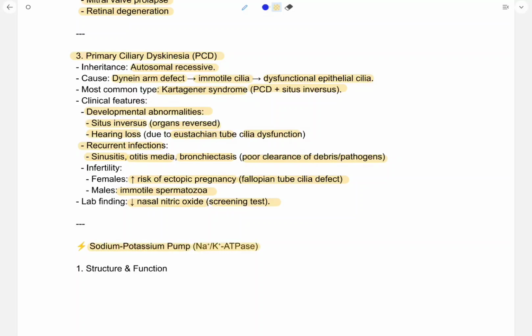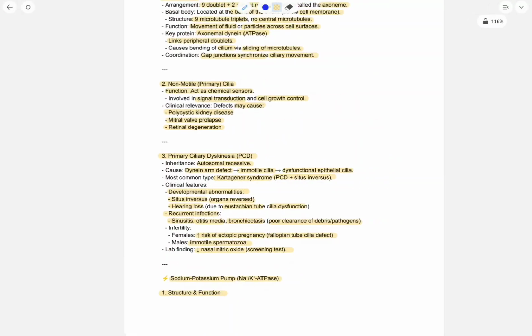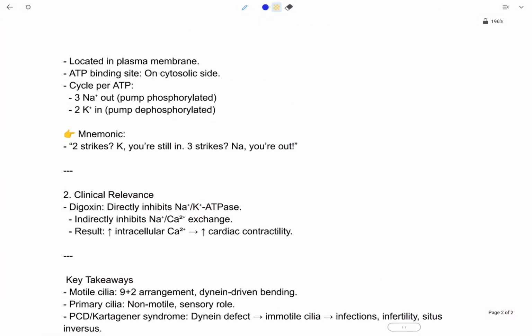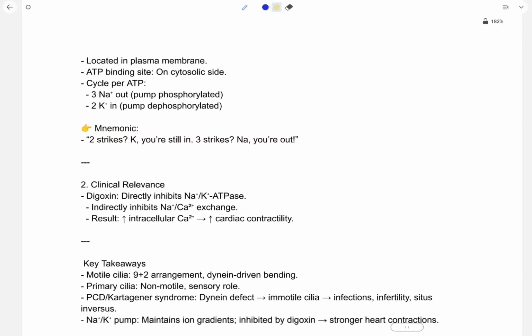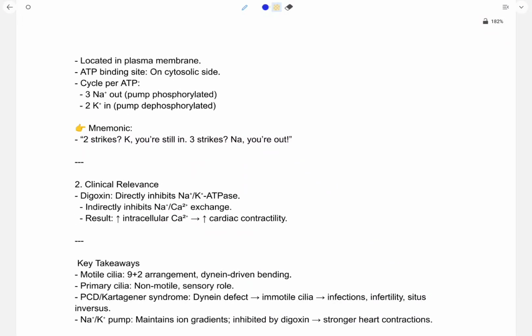Sodium-potassium pump, sodium-potassium ATPase, its structure and its function. The sodium-potassium pump is located in the plasma membrane. It has an ATP binding site on the cytosolic side. Per ATP cycle, three sodiums go out. When three sodiums go out, the pump is phosphorylated. Then two potassiums come in, and the pump is dephosphorylated.